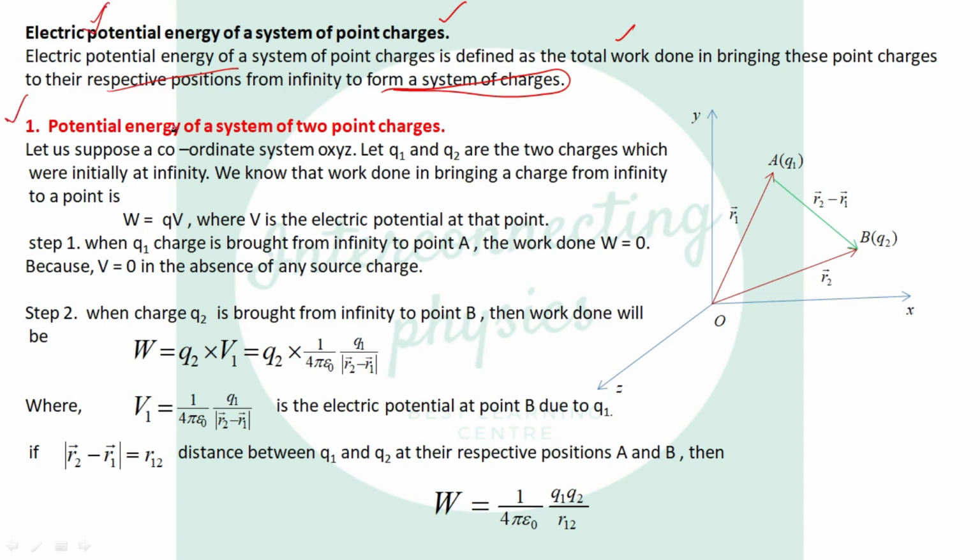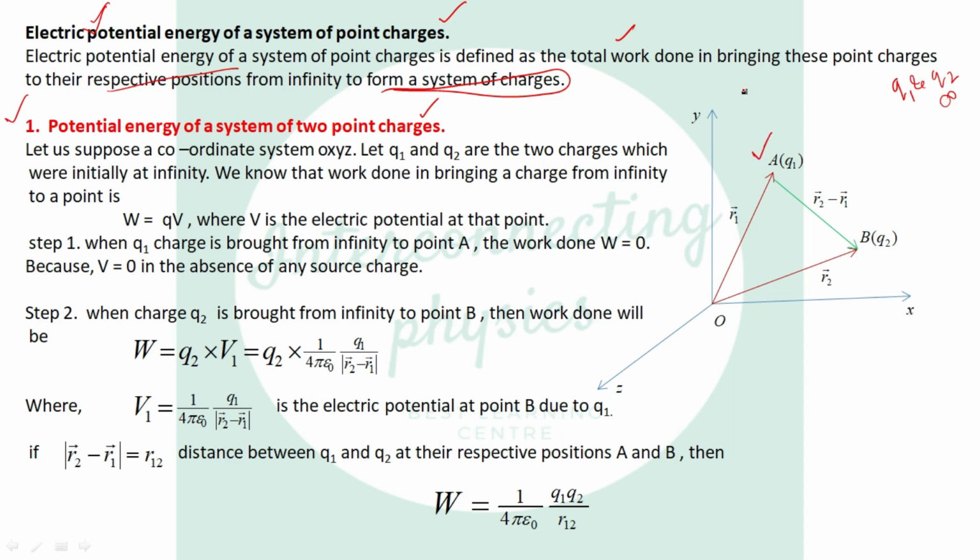So number one, electric potential energy of a system of 2 point charges. Okay, suppose we have a coordinate system O, X, Y, Z, and we have here 2 points A and B. But initially we will assume the charges Q1 and Q2 were at infinity, which means this coordinate system is empty. We have to bring these charges, Q1 at A and Q2 at B, but one by one. Okay, how will we bring these charges? One by one. Suppose the Q1 charge has been brought from infinity to point A.